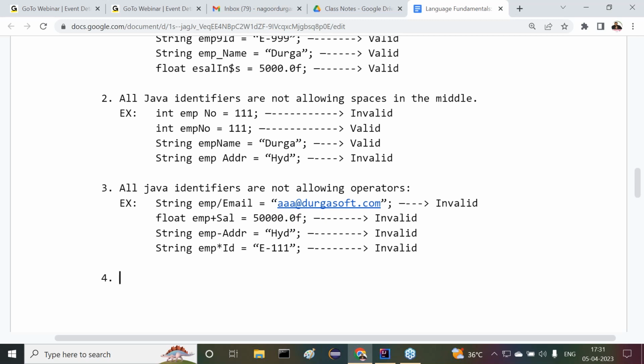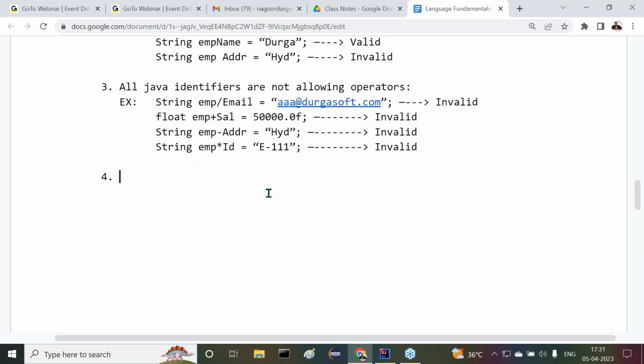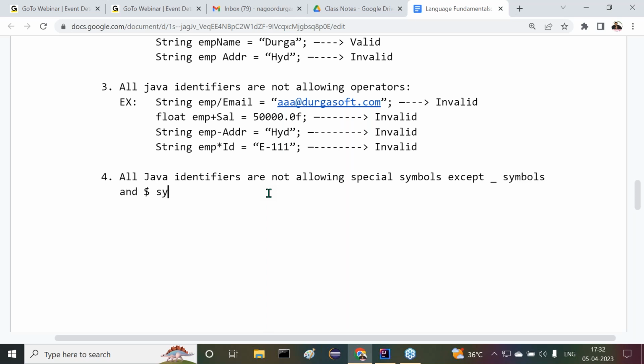All right, next one, point number 4. Everybody, observe carefully. All Java identifiers do not allow special symbols, except underscore symbols and dollar symbols. All of you are getting it or not? All Java identifiers do not allow special symbols except underscore symbols and dollar symbols. Clear? All of you are getting clarity?